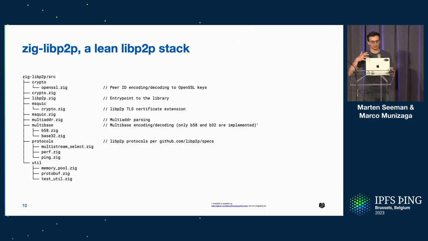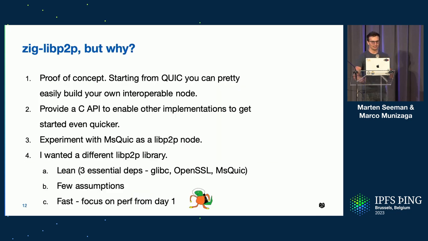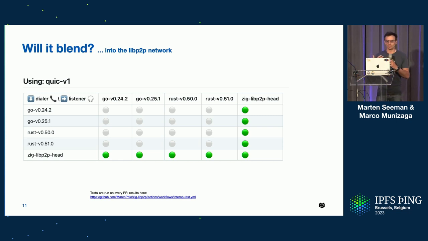This is the source tree of what the implementation looks like. You can see it's pretty bare bones, but will it blend? It's pretty bare bones, but it still is able to talk to every other QUIC libp2p implementation. This data comes from our interop tester, which makes sure that different implementations can interoperate. If anyone is making their own libp2p implementation, I would encourage you to take a look at this and add your implementation. We'll talk a little bit more about this in a bit.